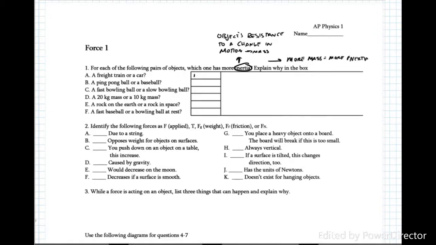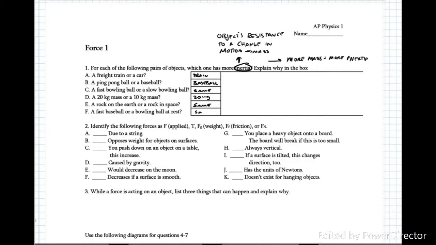When we go through each of these, freight train or car: the train has more mass, so the train has more inertia. Bowling ball or baseball: the bowling ball has more mass. Fast bowling ball or a slow bowling ball: same. Motion is unimportant for how we measure inertia. The 20 kilogram mass has more mass, so more inertia. Rock on Earth or rock in space, well, same mass.